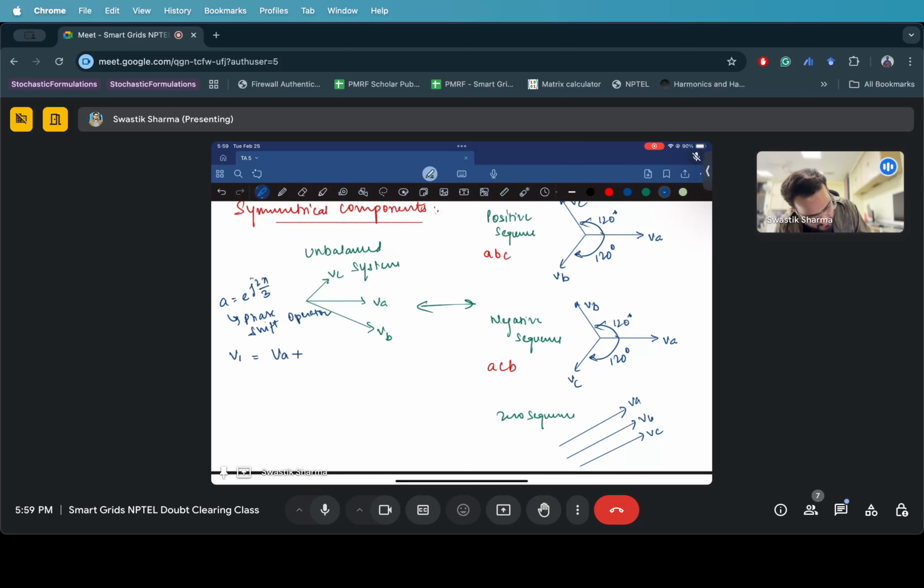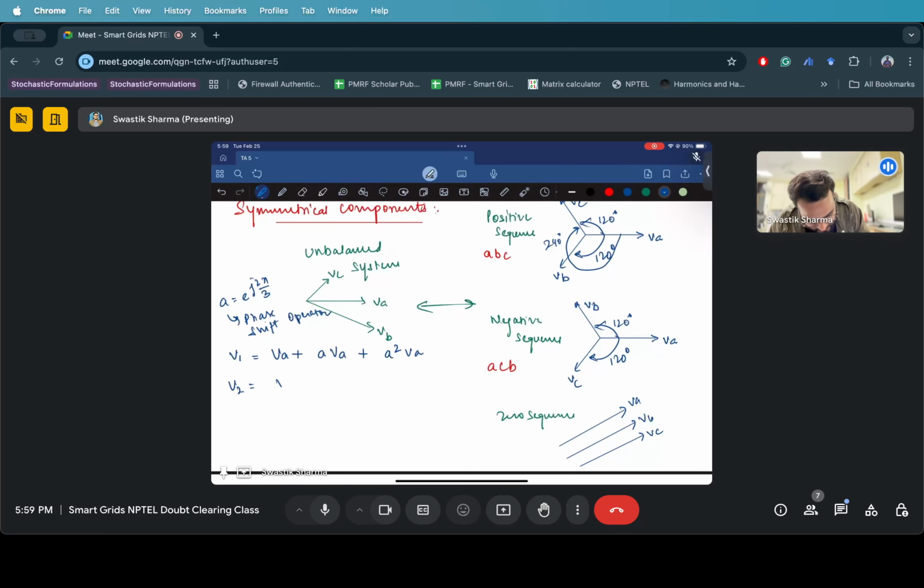And since it lags, it will be a VA plus a squared VA, because it leads, and minus 120 degrees is nothing but 240 degrees lag. So this is how you write a positive sequence voltage with respect to the individual components of phase A.